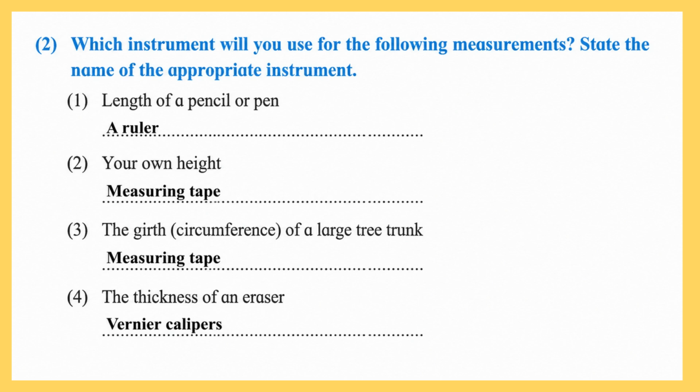Next, let's identify the appropriate instruments for specific measurements. A ruler is used for pens or pencils. A measuring tape is ideal for body height and the circumference of a tree trunk. For precise small measurements, like the thickness of an eraser, we use a vernier caliper.